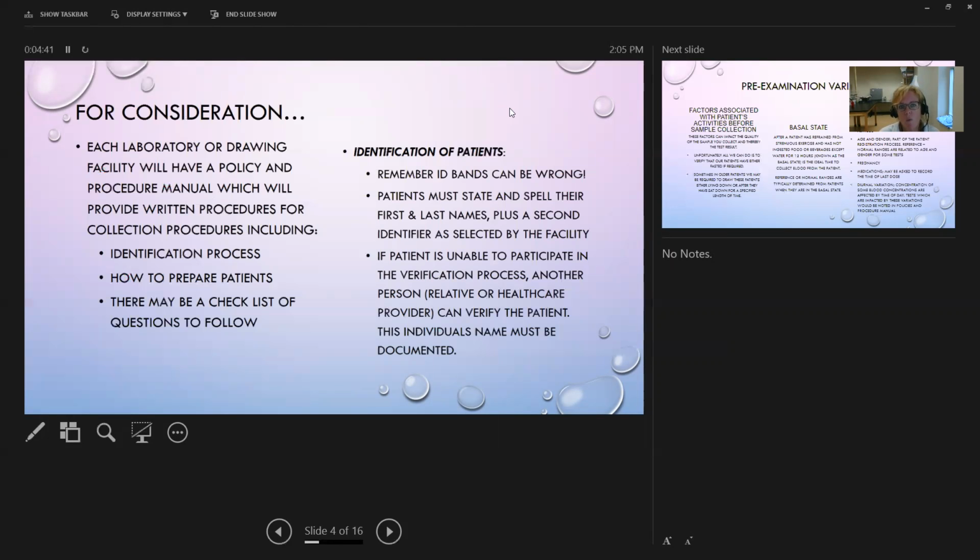Make sure you understand what information is required on the specimens and on the test requisition for your facility. In general, they have to state and spell their names, plus a second identifier, which is frequently the date of birth or a medical record number.